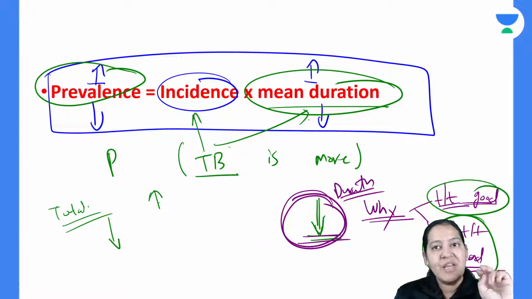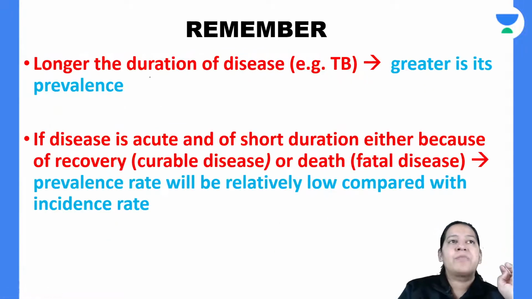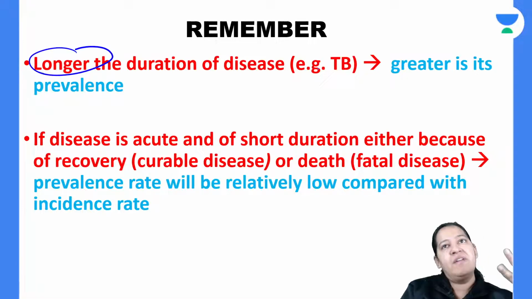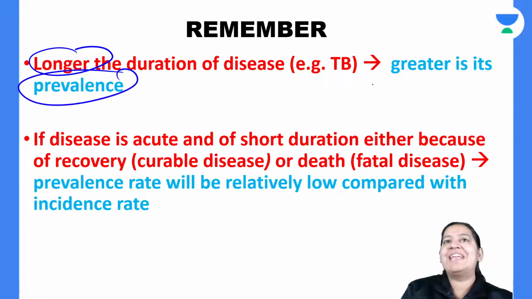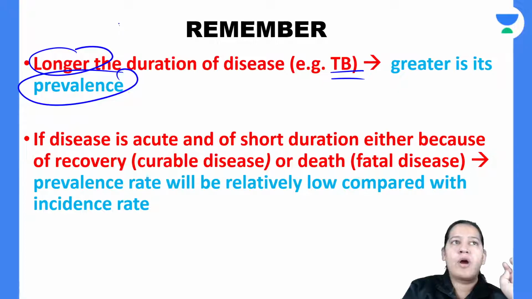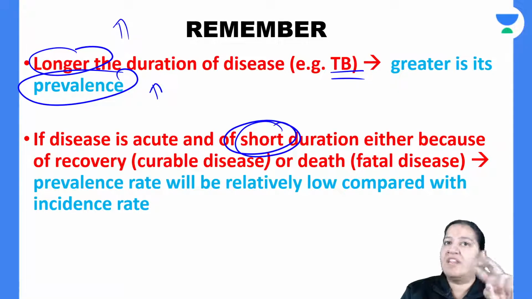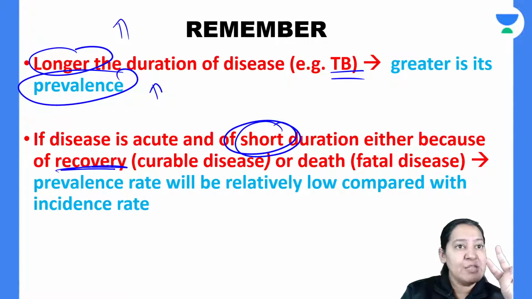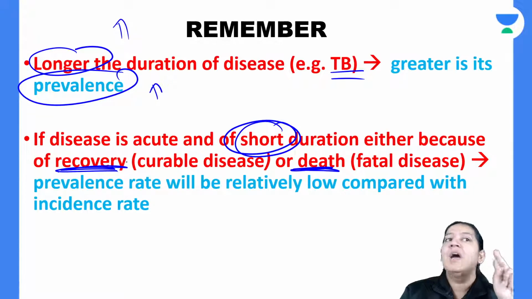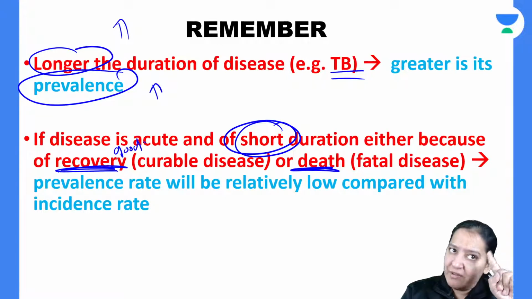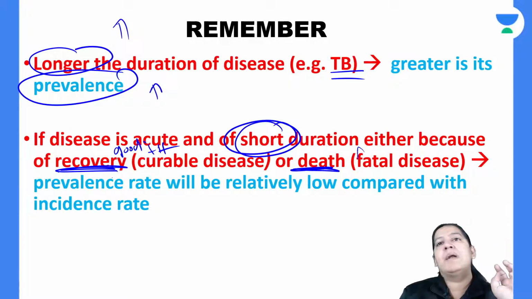So for less duration we have two options. If the disease is longer, it is simple. If the disease is longer, prevalence is more. Like TB is the best example. Longer the disease, more is the prevalence. But if the disease is of short duration, there can be two options. Either recovery is very fast or death is very fast. Either good treatment is available, so recovery is fast, or no treatment is available, so death is there. Disease is fatal.